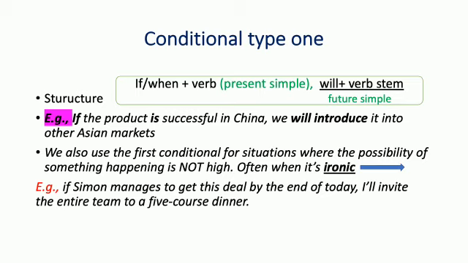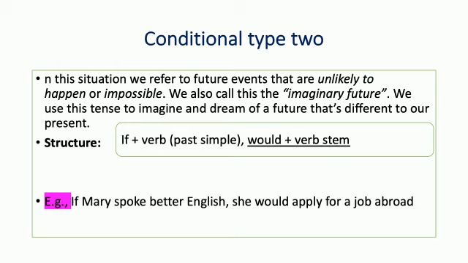So this is it. Here we have an ironic sense, okay, because they know that Simon is not going to get this deal, so they are just kidding. Okay, this is what we call ironic, or sarcasm here. All right. So this is only a specific context when we use conditional type 1. Well, next, okay, we have conditional type 2.